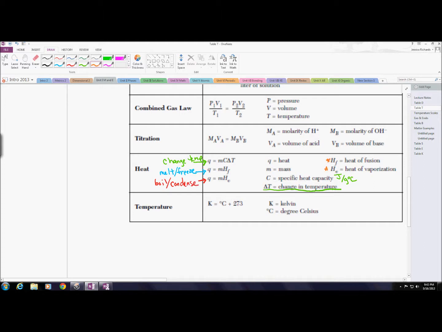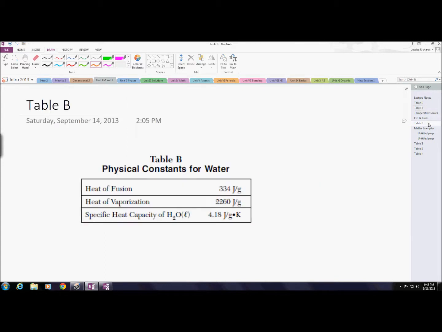Specific heat, heat of fusion, and heat of vaporization for water are going to be found on reference table B. So if you're using water, see table B. You might want to make a note to remind yourself that those constants are on reference table B. So let's take a look at that now. Heat of fusion, 334 joules per gram. Heat of vaporization, 2,260 joules per gram. Specific heat capacity, 4.18 joules per gram degree Kelvin.